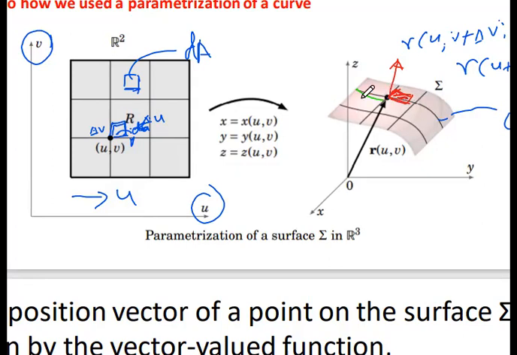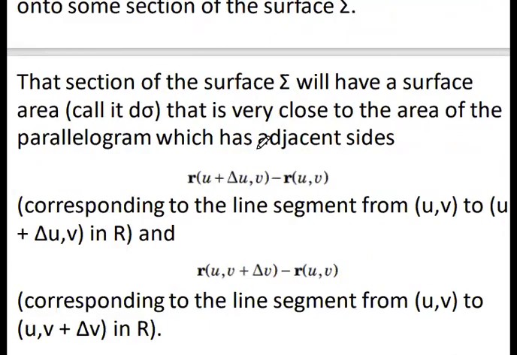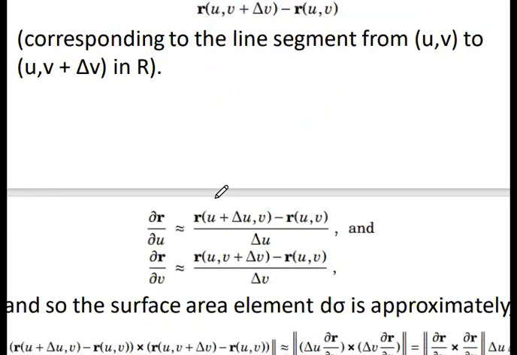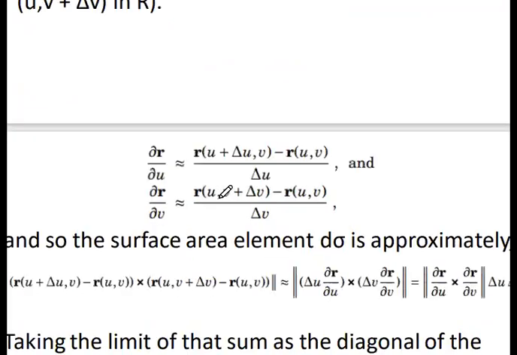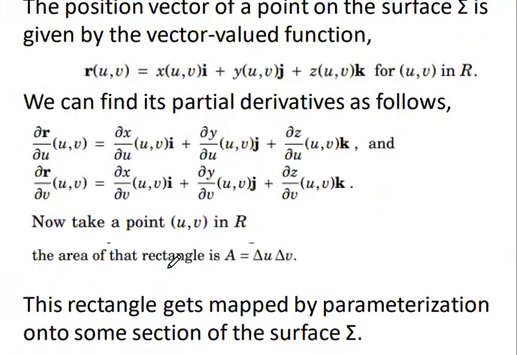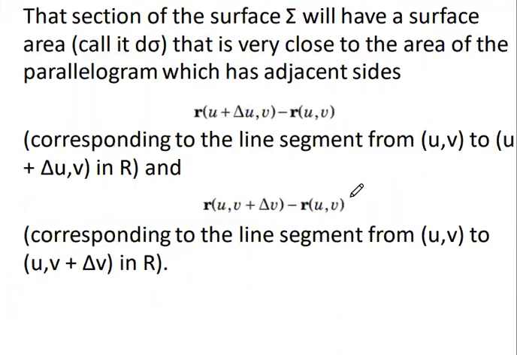So let me scroll down a bit. You get that, which is an adjacent side. This is the other side, and then you can take the cross product. The magnitude of that cross product is given by the area of this parallelogram, right?